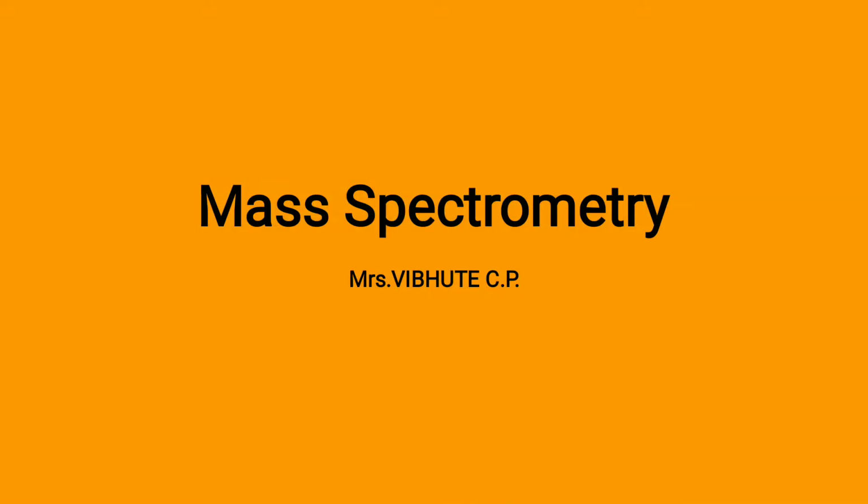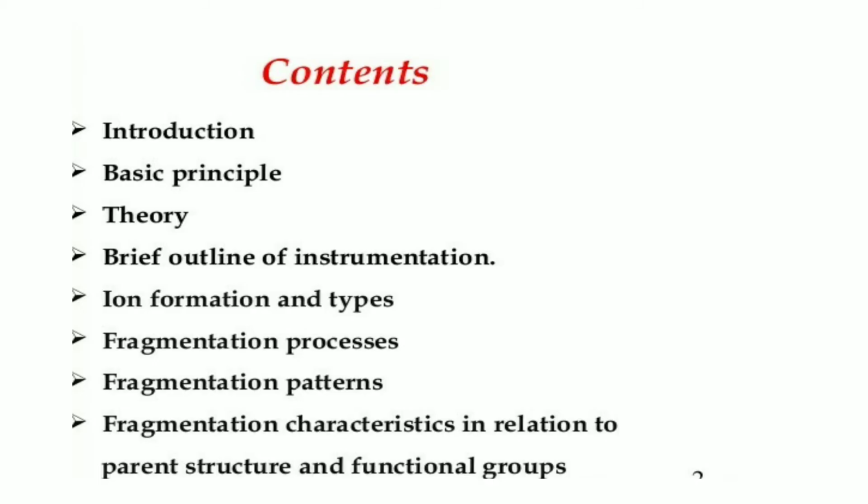Welcome, dear students. Here we are going to learn the CHO 351 course, the second section, mass spectrometry. Already we learned the carbon 13 from the first section. From today, we are going to learn the second section, that is mass spectrometry. So let's start our topic.